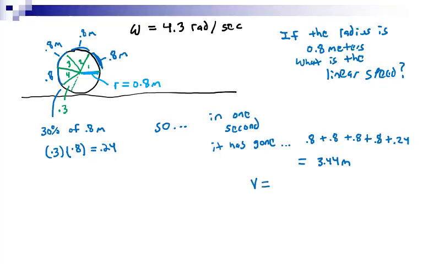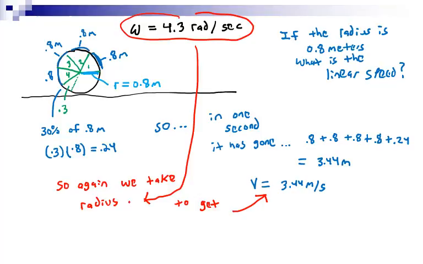So our total length will be 0.8 plus 0.8 plus 0.8 plus 0.8 plus 0.24, which is a length of 3.4 meters. So that is how long this is as it goes around, and we get a total of 3.44 meters. So the linear speed will be 3.4 meters per second. And that's how far we covered here with the arc length.